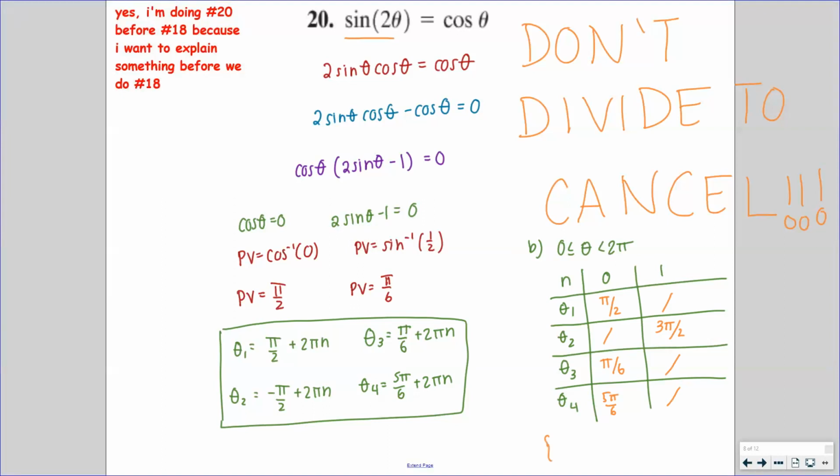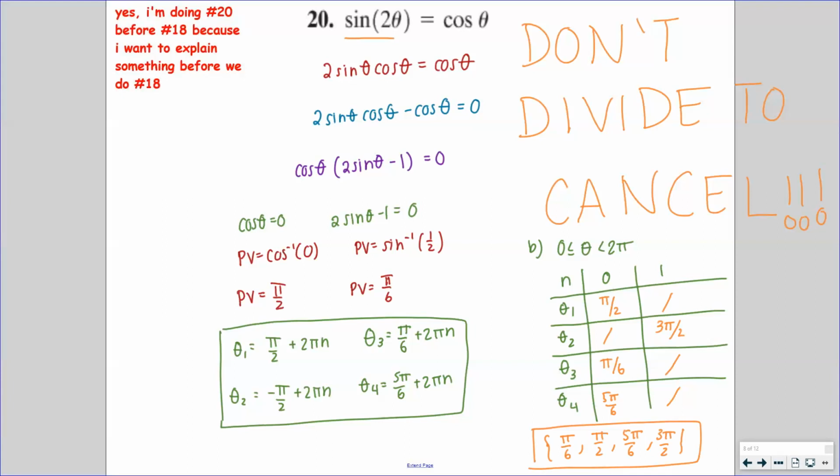So 4 answers here. We're going to list them smallest to largest. Okay, so pi over 6, pi over 2, 5 pi over 6, and then 3 pi over 2, I think. Yes.